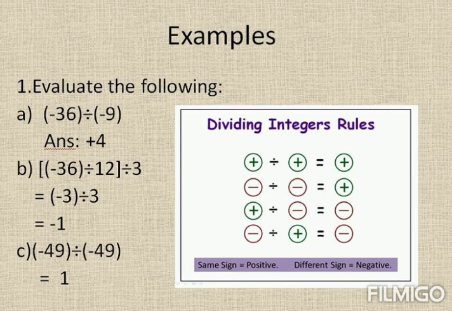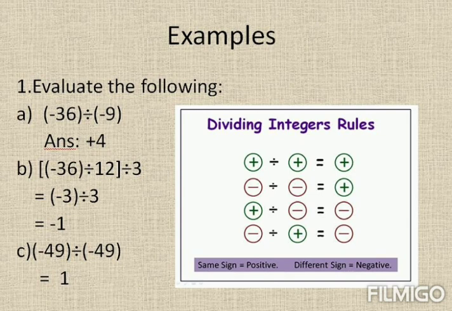Here let us solve the following sums. We are going to evaluate the value. First one is minus 36 divided by minus 9. Both are negative integers. So our answer will be positive. So if you divide 36 by 9, you will get 4. So your answer is plus 4.